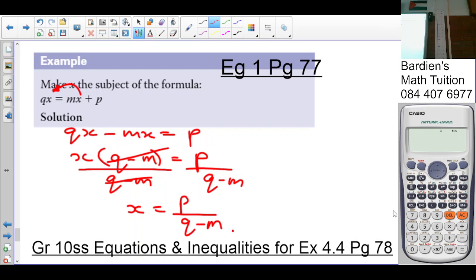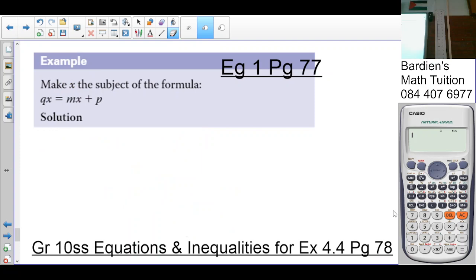Easy. Let's do it again. Yes. Okay. I think it's the red color. I'll change the color. Okay. So the first step is to get the x's on one side. So I can take that to the left. If I have taken qx over, then I'm supposed to bring the p as well, which is going to be 2 terms that's going to be shifting. You wouldn't make it wrong, but it would just be extra. So we take it over. So it's going to be qx minus mx is equal to p.